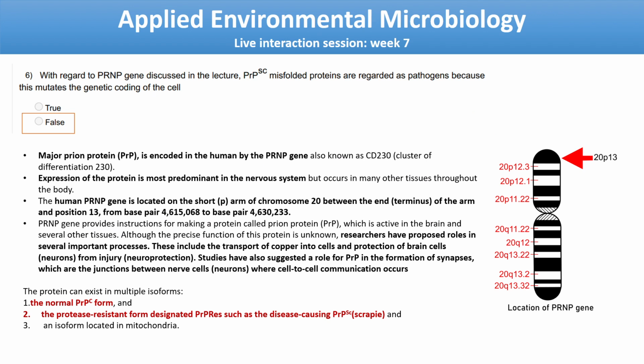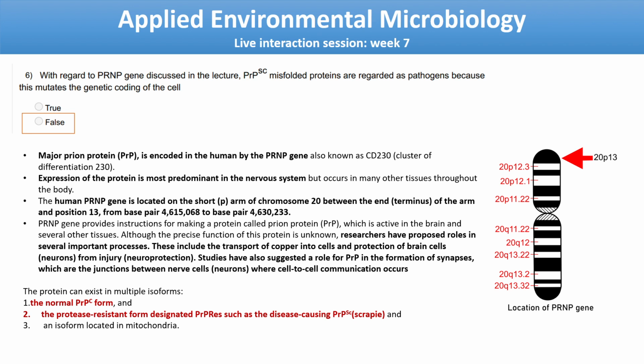Now this human prion protein producing gene is located on the short p arm of chromosome 20, between the end terminus of the arm and position 13, from base pair 4615068 to base pair 4630233. Now this gene provides instructions for making a protein called prion protein. This is what we have discussed.